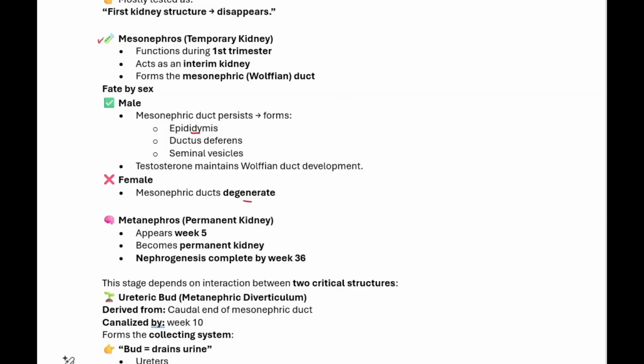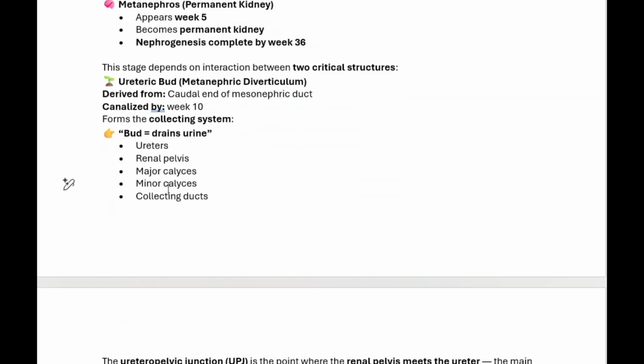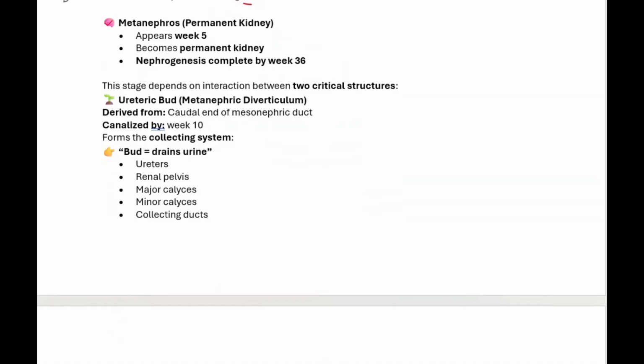And then moving on to the third part of the kidney, which is the permanent kidney, that's the metanephros. As we mentioned earlier, the metanephros appears by week 5, and that becomes the permanent kidney. And when we look at nephrogenesis, kidney development is normally complete by week 36.